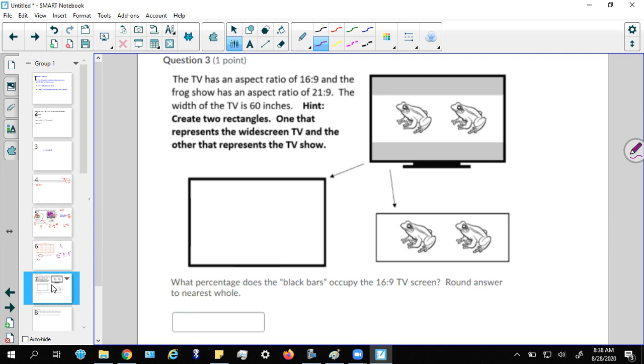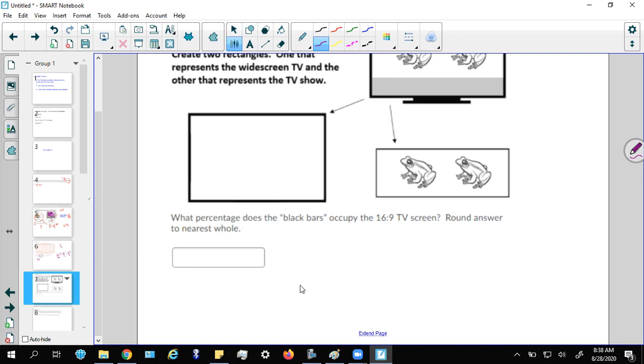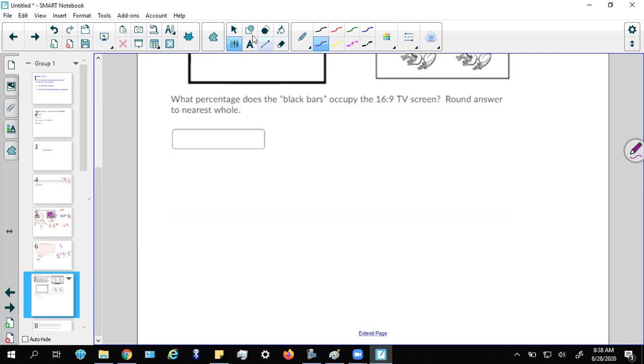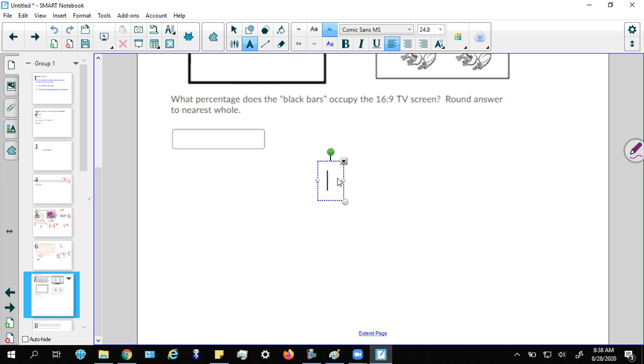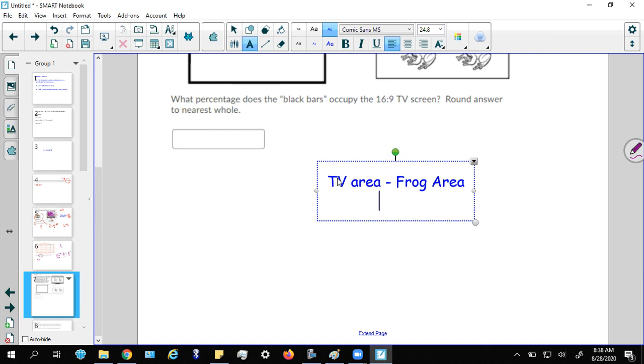All right, so this question here gets a little confusing because there's many steps. It says, what percentage do the black bars occupy? So where we're driving with this is this relationship right here: the TV area minus the frog area, divided by the TV area. All right, so this is where we're driving at.